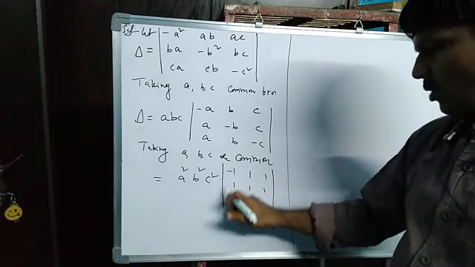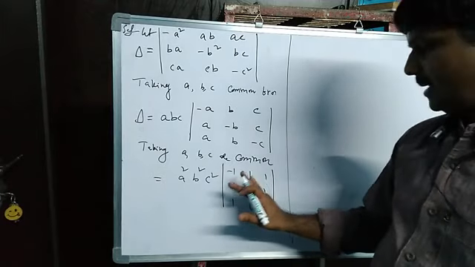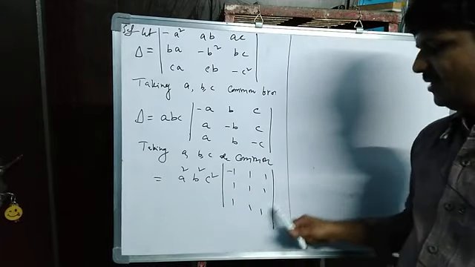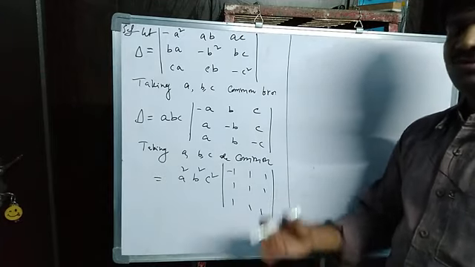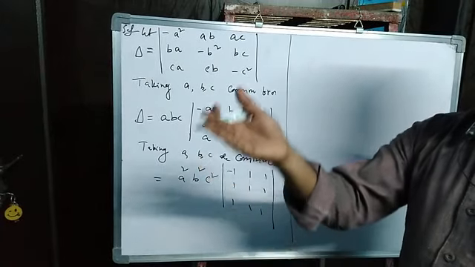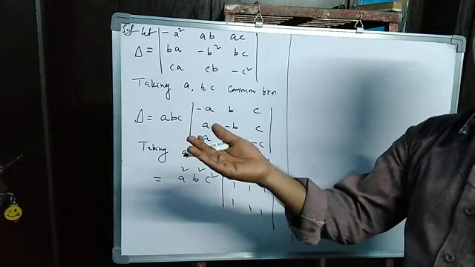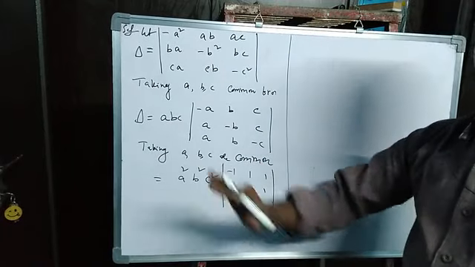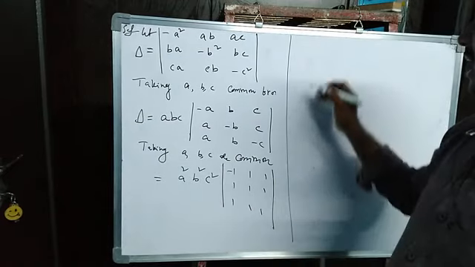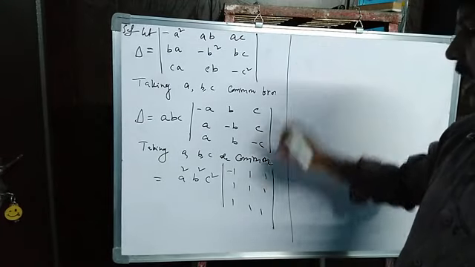Here we have to expand this one, but don't expand it directly. To expand, first we have to simplify this one. Why? If you expand through any row or column, that determinant must be simplified easily. To do that, which operation am I going to apply here?